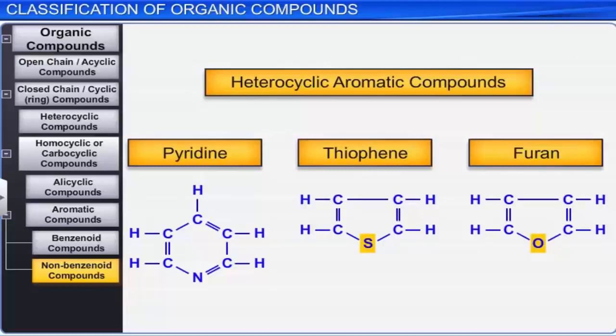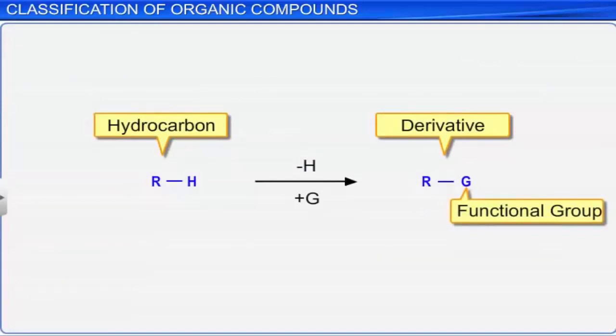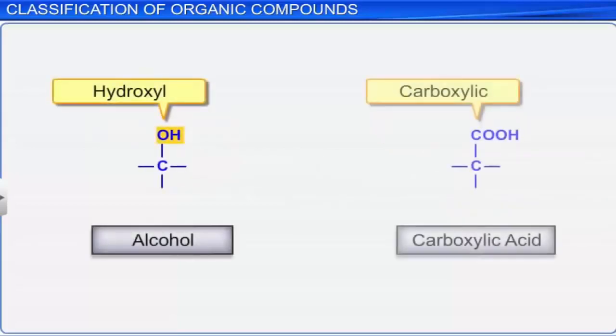The other way to classify the organic compounds is on the basis of functional groups. A functional group is an atom or a group of atoms present in a molecule, which determine its characteristic properties. For example, hydroxyl group and carboxylic acid group is the functional group of alcohols and carboxylic acids respectively.